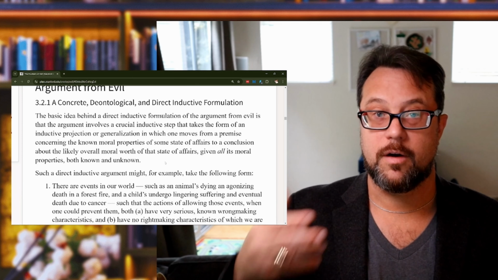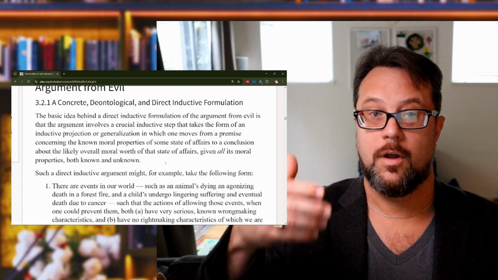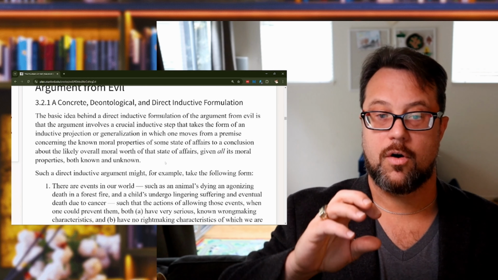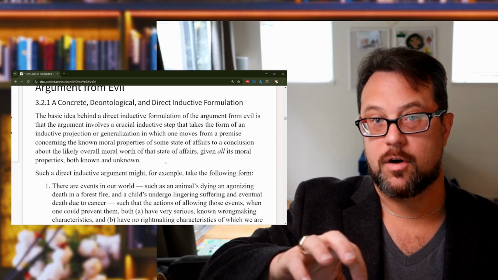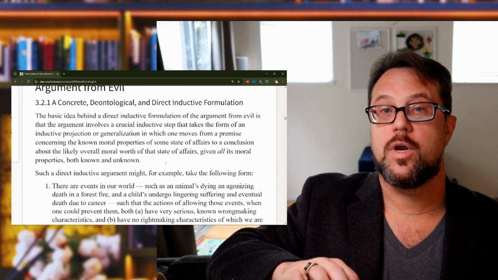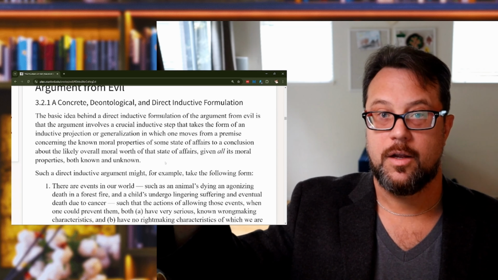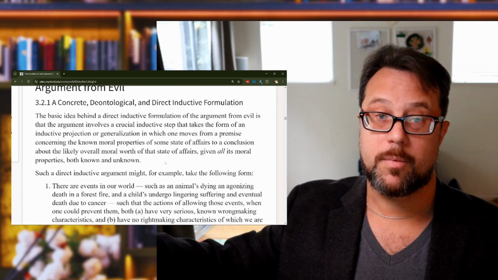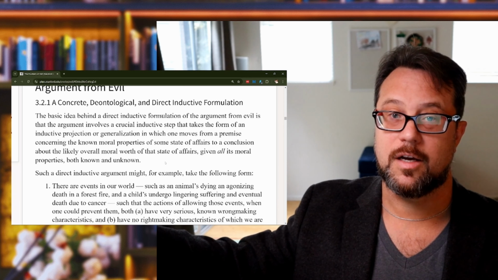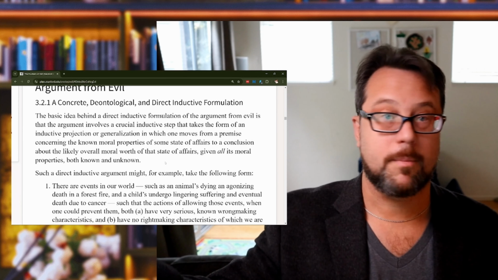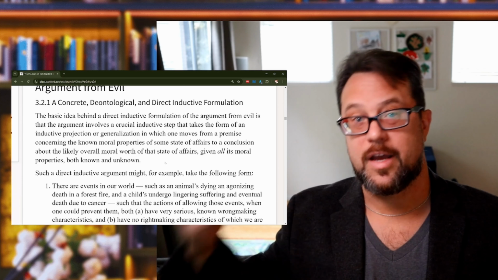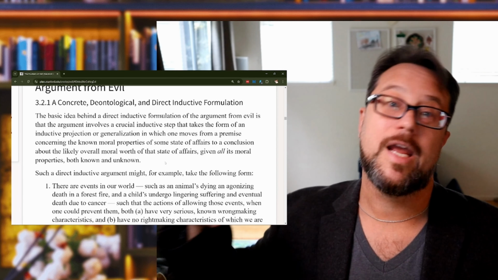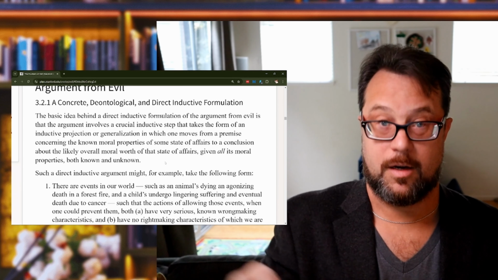So what is going on in a direct inductive argument from evil is that with the states of affairs, we see what the moral properties are with a particular instance, and then we generalize from that to the moral properties of that as a whole. That includes the moral properties we know of concerning an instance of evil like this, and the moral properties we don't know about. So in that sense, you're moving from what we know about to what we know about and what may be the case that we don't know about.